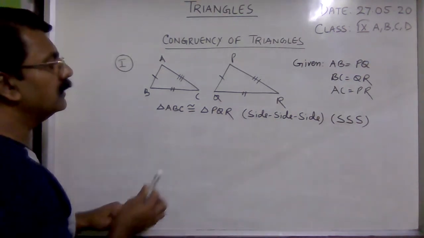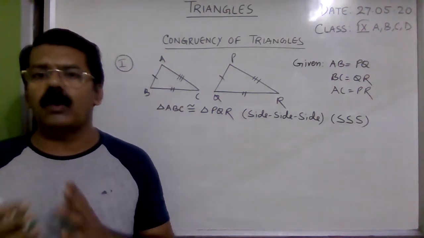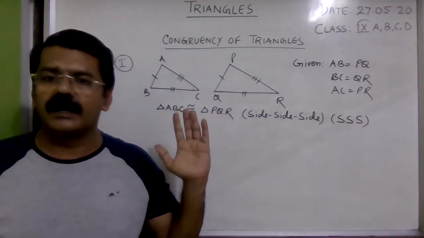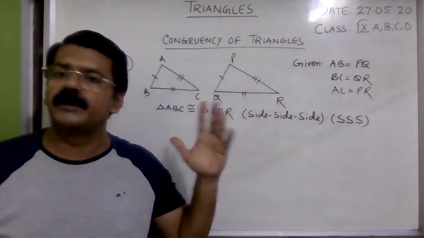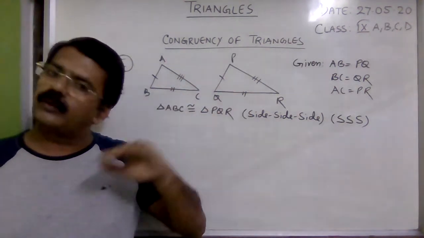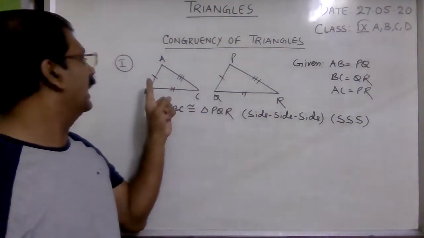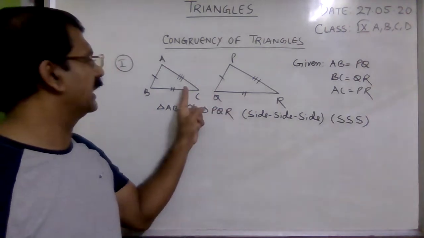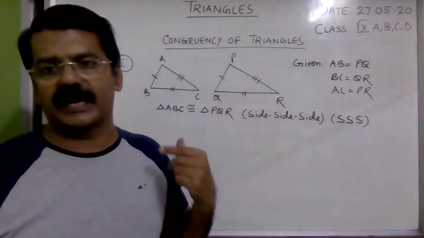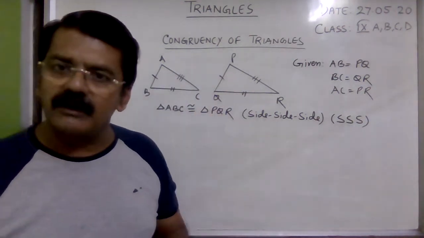Now, I told you when two figures are congruent, then all the corresponding parts of the two figures are same. That means these two triangles are congruent, it is clear. So that means angle A will be equal to angle P, angle B is equal to angle Q, and angle C is equal to angle R. Because in a triangle we have six things: three sides and three angles. Three corresponding sides are given equal, so three corresponding angles will also be equal.